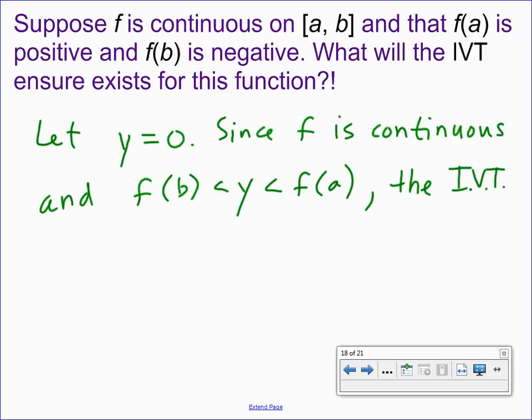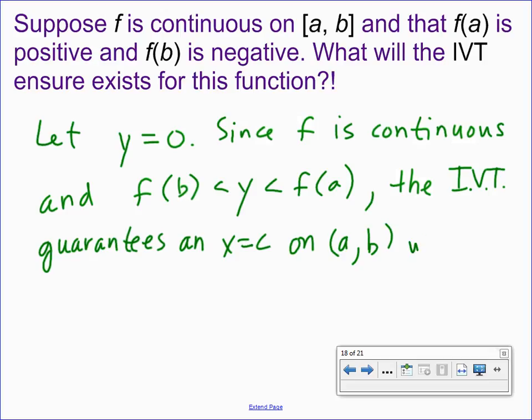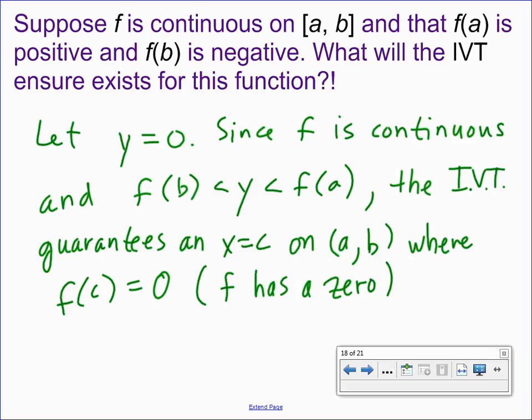The intermediate value theorem guarantees an x equals c value on my interval a to b, where f of c equals 0, that is, f has a zero on the graph, or an x-intercept, right? Where f has an x-intercept. Yeah, right? This makes sense entirely for continuous functions.